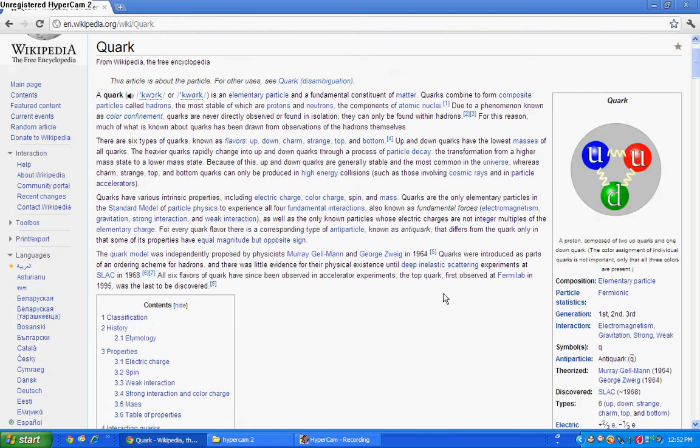So yeah, those are the ... and also the electromagnetic force and gravitation. So they participate in all of the four forces.